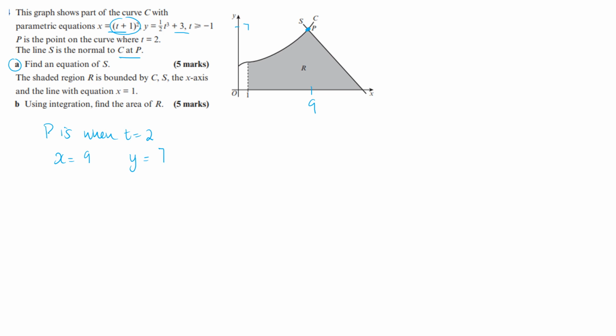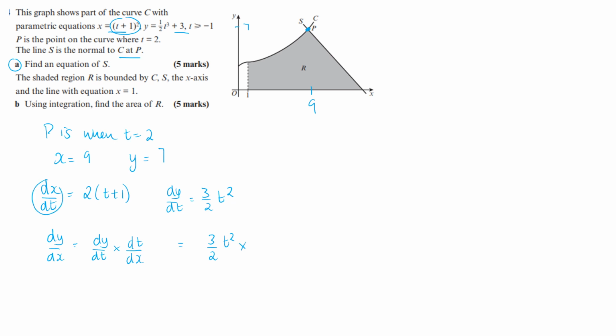So now we need to find the gradient. So we'll have to do parametric differentiation. If we do dx by dt, that's going to give us the power down and then times by the differential of the bracket, which will just be 1. dy by dt is equal to 3 over 2 t squared. Now make a chain: dy by dx is going to be dy by dt times dt by dx. So that's going to equal 3 over 2 t squared times, now I've found dx by dt, so I'm going to have to put 1 over that, so that'll be 1 over 2 into t plus 1.